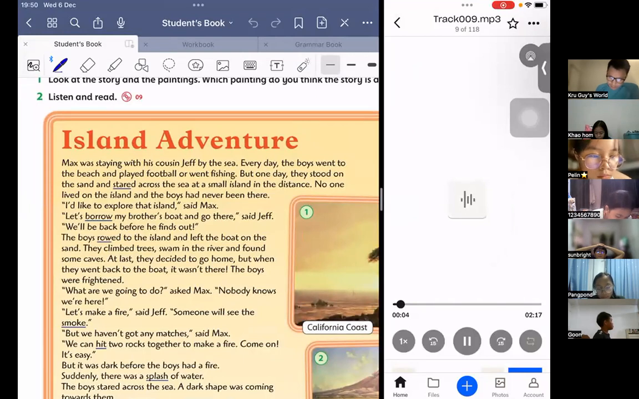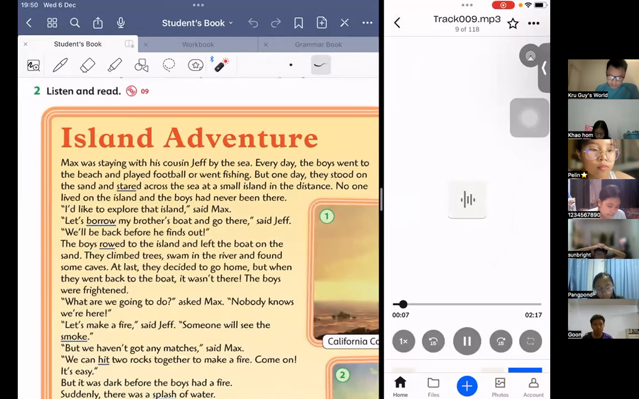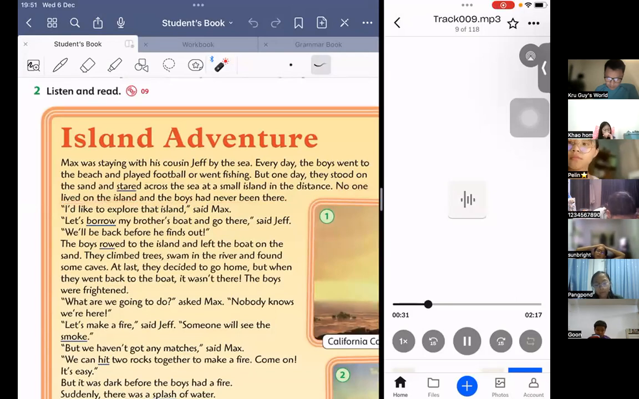Listening 9. Listen and read. Island Adventure. Max was staying with his cousin Jeff by the sea. Every day, the boys went to the beach and played football or went fishing. But one day, they stood on the sand and stared across the sea at a small island in the distance. No one lived on the island, and the boys had never been there. "I'd like to explore that island," said Max. "Let's borrow my brother's boat and go there," said Jeff. "We'll be back before he finds out."